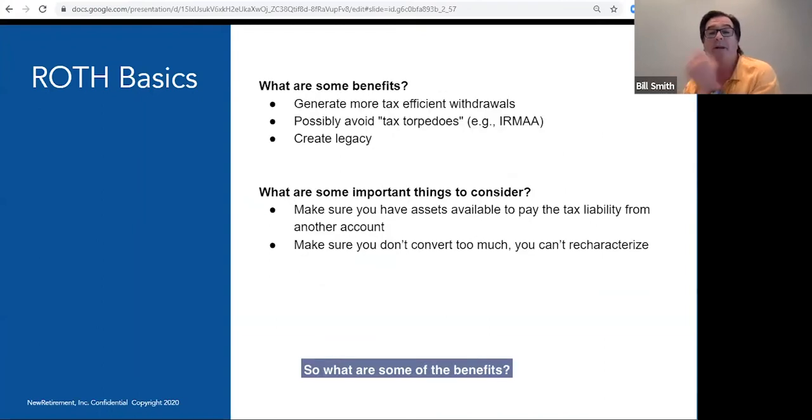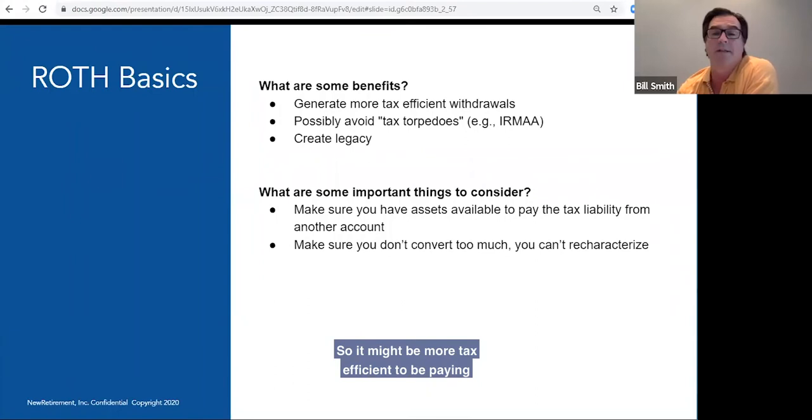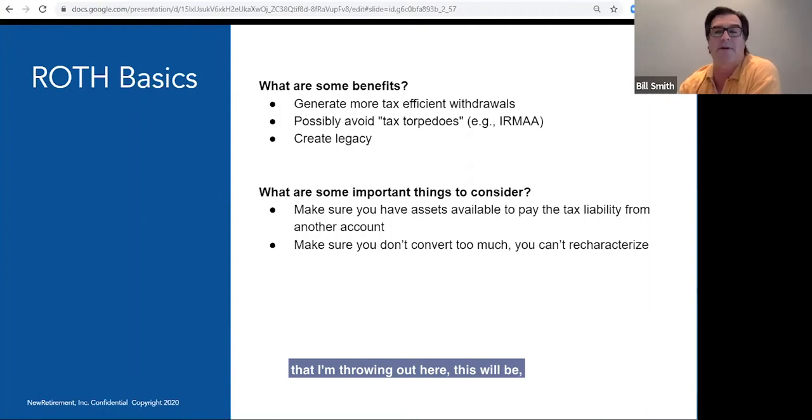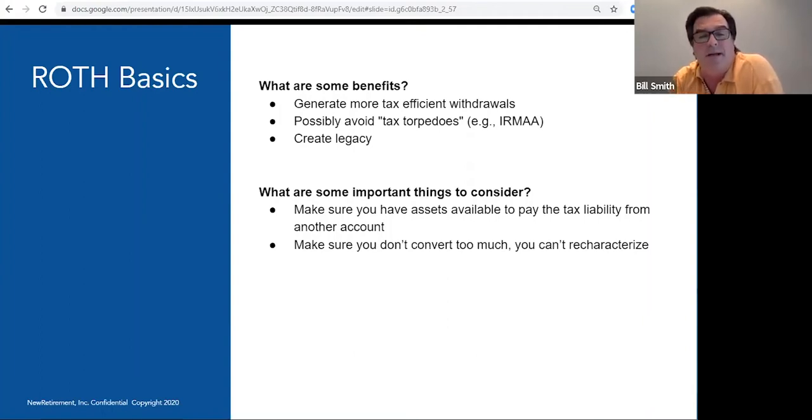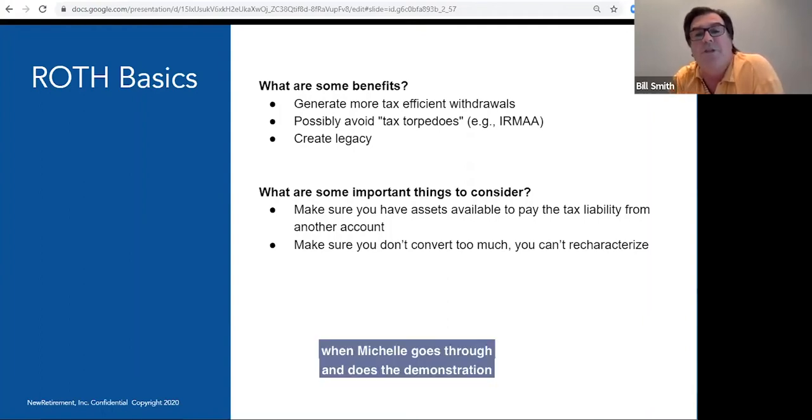So what are some of the benefits? Again, you're going to be creating more tax-efficient withdrawals, right? So it might be more tax-efficient to be paying those taxes now rather than paying them later, okay? And again, some of these concepts that I'm throwing out here, when Michelle goes through and does the demonstration, you'll see what we're talking about when we're talking about tax-efficient withdrawals. Possibly, you might be able to avoid tax torpedoes, right?